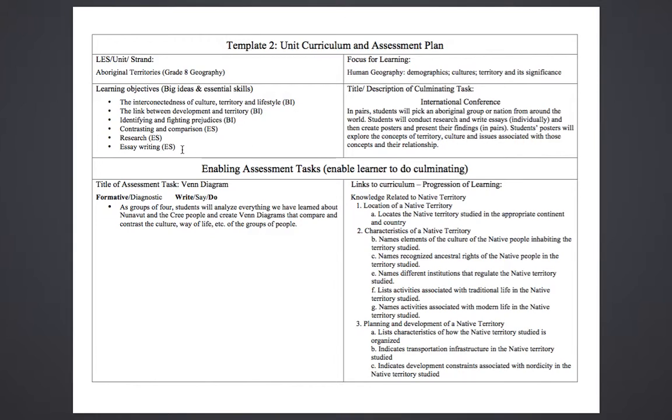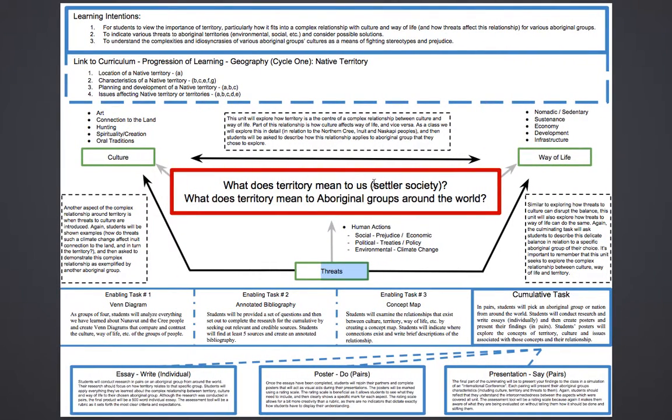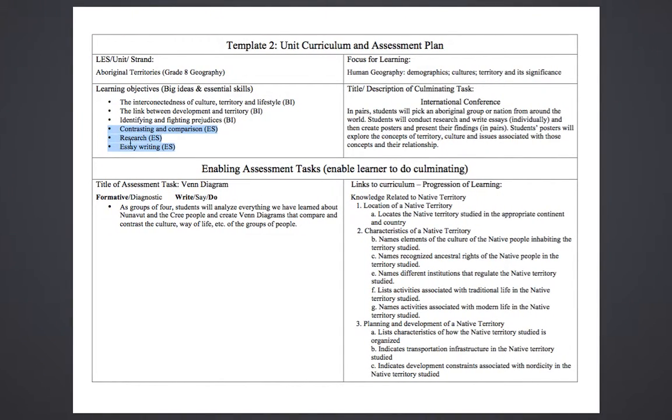And so the essential skills are contrasting and comparison. Obviously, that comes up a lot throughout this, as you can see. The basis of the whole unit was comparing kind of territory to settler society to what it means to Aboriginal groups around the world. Research and essay writing, those kind of go hand in hand, and through the culminating task they will come up a bunch, and I want students to work on those skills.